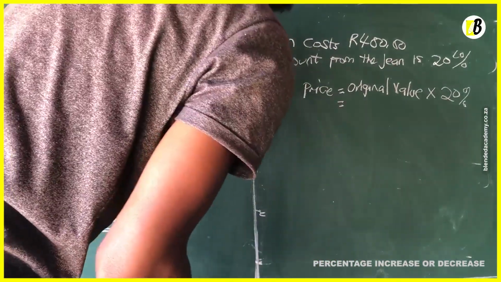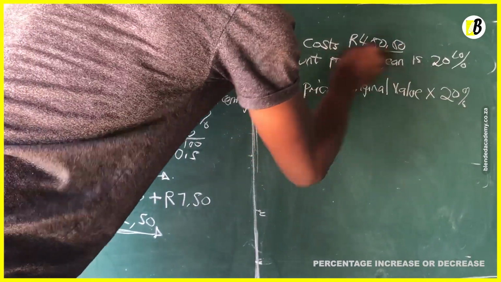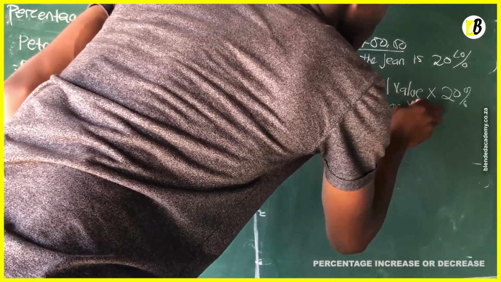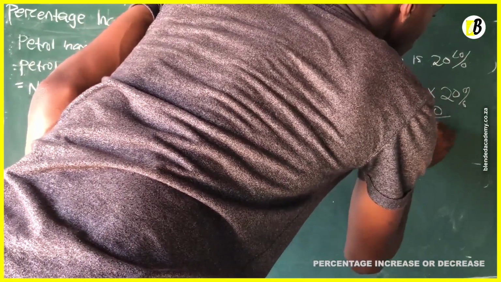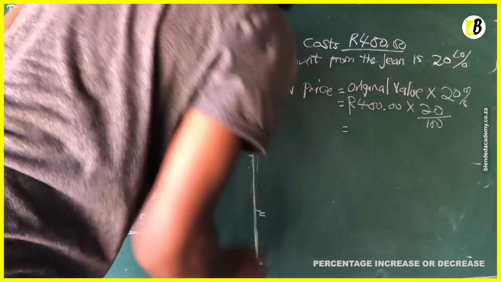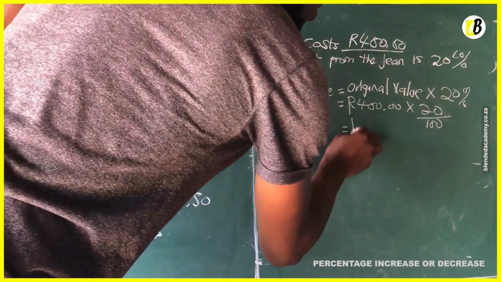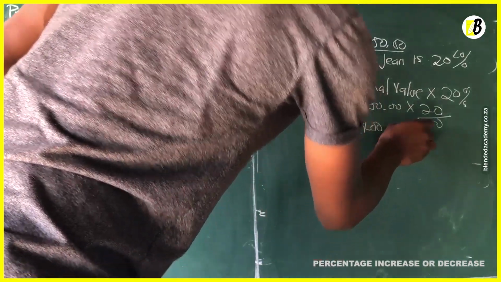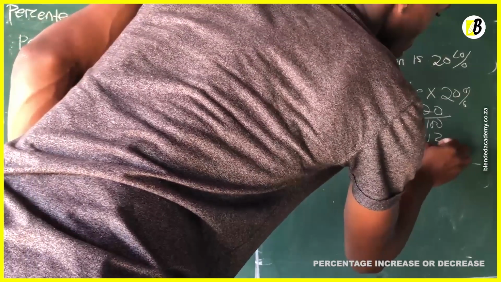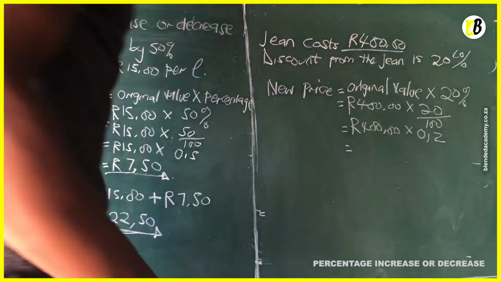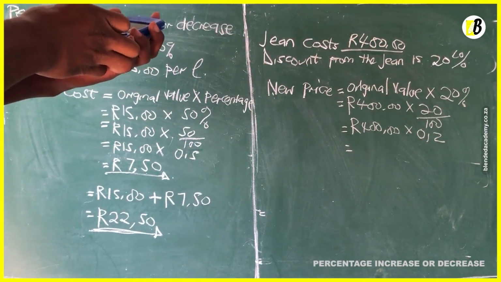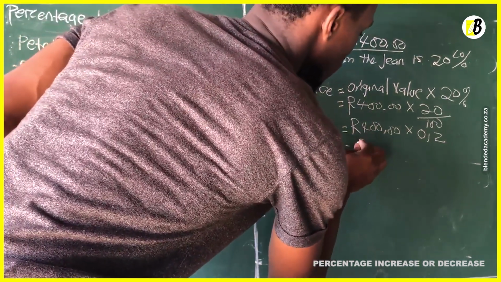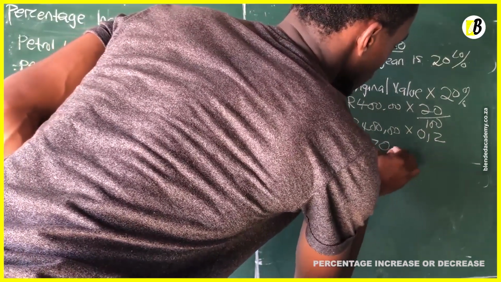So what is our original value? Our original value is 400. So we're going to put that 400 multiplied by 20 divided by 100, right? Let's see. So it's going to be 400 multiplied by 0.2. Let's see if we can find the answer. So it's going to be 400 multiplied by 0.2. So that is going to give us 80 rand.